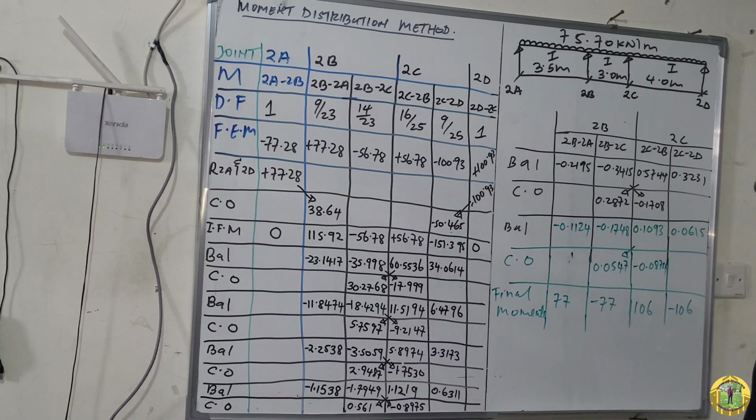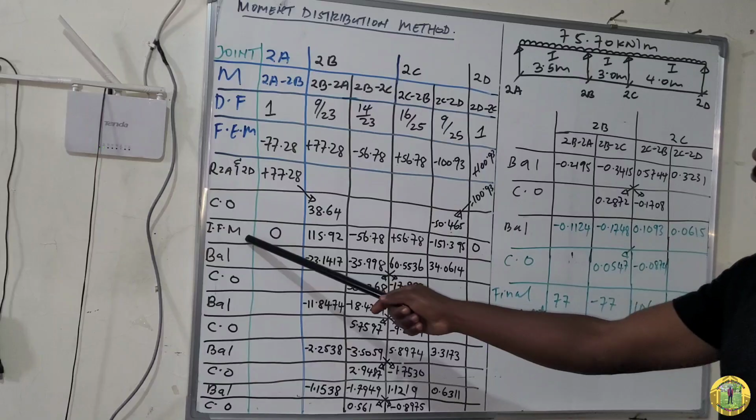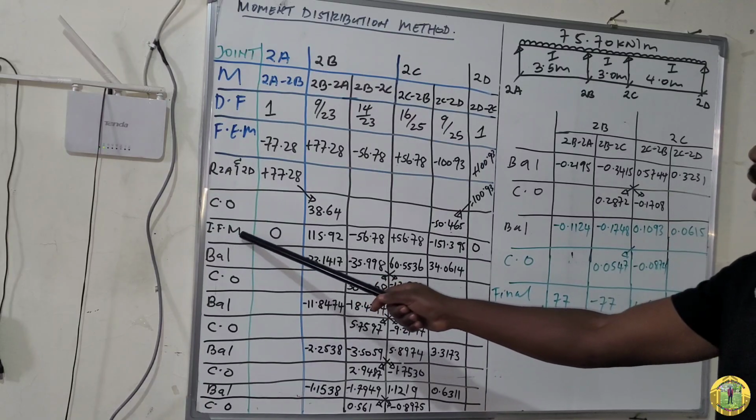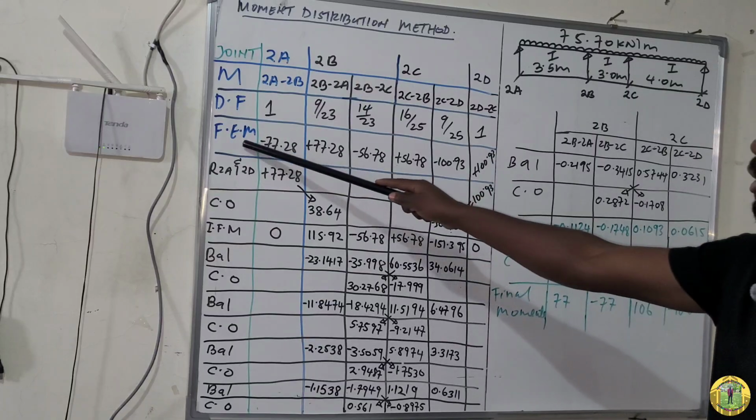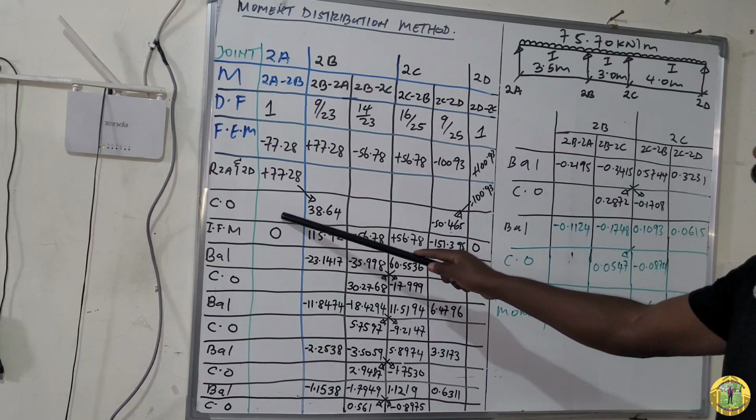50.465. Remember, when carrying over, you carry a half of the value you have balanced, and that value includes the sign in front of it. So you carry a half of everything, including the sign. And then after doing so, we now calculate the initial final moment. So the initial final moment is the sum from fixed end moment to carry over.